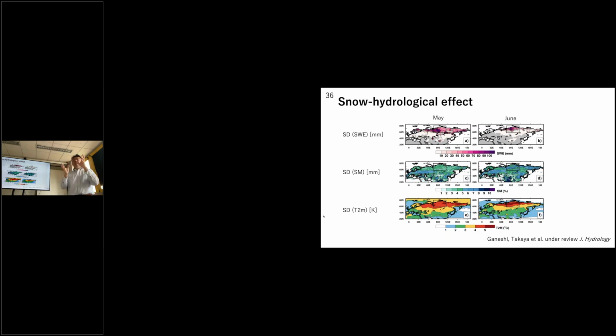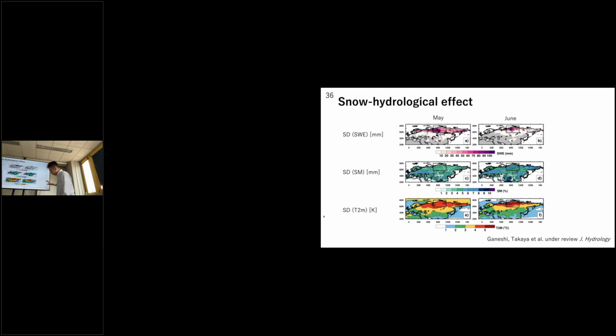That is, when snow melts, the snow provides soil moisture, and the soil moisture also has some influence on the atmosphere. We call this process the snow hydrological effect, and it occurs in summer, basically the melting season of snow. So here I'm showing the standard deviation of snow water equivalent, soil moisture, and 2-meter temperature for May and June.